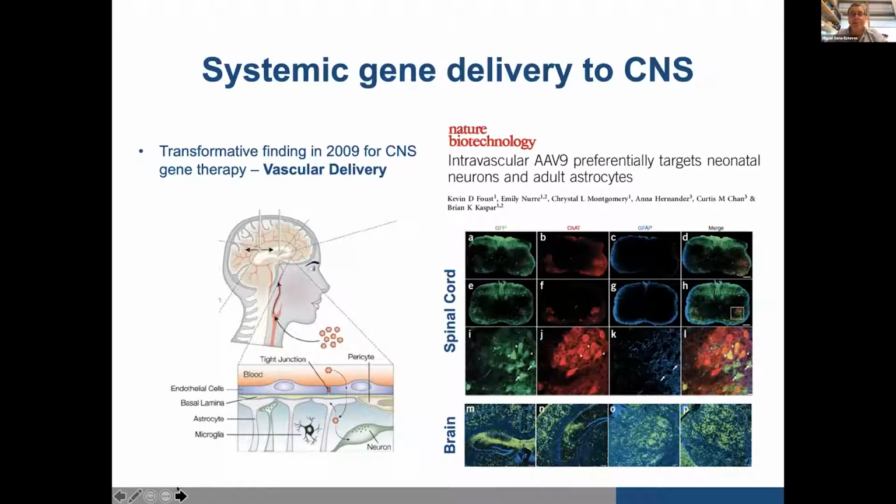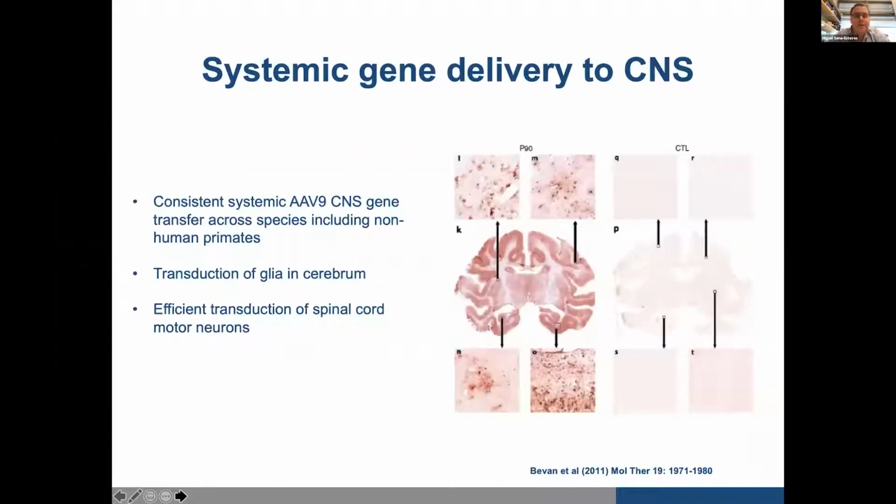And this was a paper from Kevin Foust and Brian Kaspar in 2009 that really led to a revolution in our field. In addition to demonstrating gene transfer in mice, which of course is a starting point, they also went on to demonstrate that if they treated monkeys, they could actually deliver genes throughout the brain quite consistently. You can see here on the left side an immunostaining showing expression of a marker throughout the entire brain, and in the control, of course, no staining.